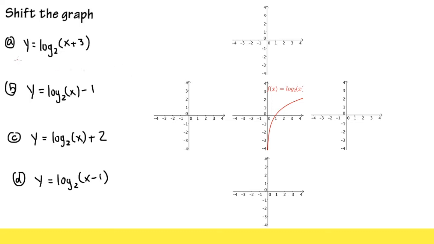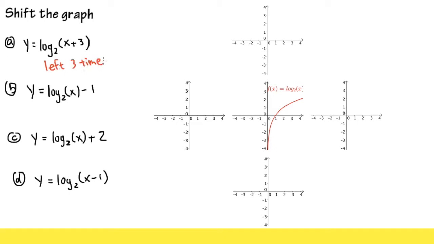Alright, let's talk about the first one. We have y is equal to log base 2 of x plus 3. So what will happen to this? You see we have a plus 3. We're adding the 3 directly to the x. So what should we do with the graph of the original? Well, when you add a number directly to the x, you see it's inside of the parentheses, this is telling us we have to move to the left. How many times? Well, 3 times.